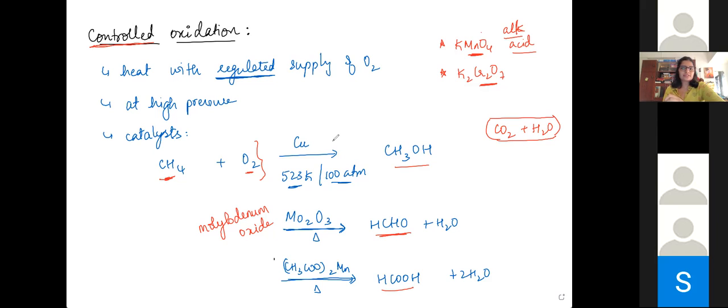So this is catalytic oxidation. You can call them reagents in these cases instead of catalysts. Yeah, that would probably be a better word to use. Basically, depending on what reagent you take, you're controlling the reaction. You're controlling what product you get at the end of the reaction. That's why I've highlighted the word regulated over here, because it's controlled oxidation. So you're regulating to what extent the oxidation can take place.